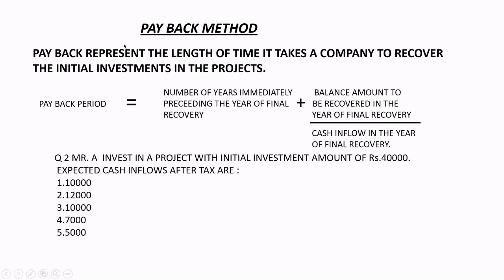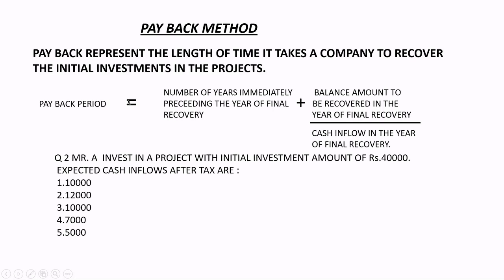So through the payback method, you can find the length of time that a project is going to take to give you your initial investment amount. You can calculate the payback period with this formula: payback period is equal to the number of years immediately preceding the year of final recovery, plus the balance amount to be recovered in the year of final recovery, divided by the cash inflow in the year of final recovery. I will explain this formula with an example.